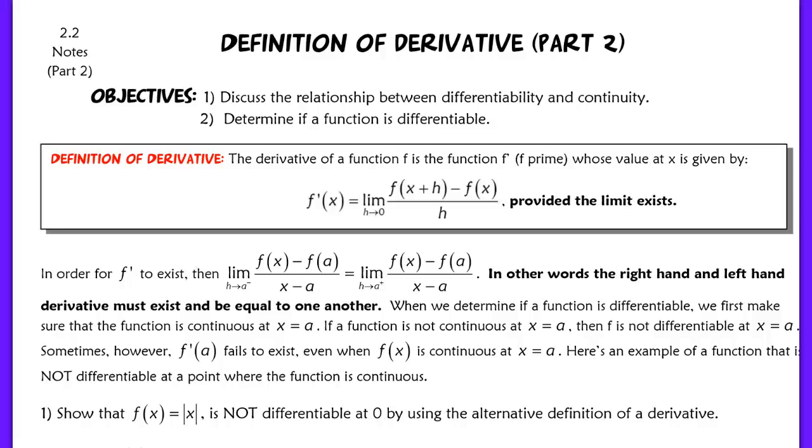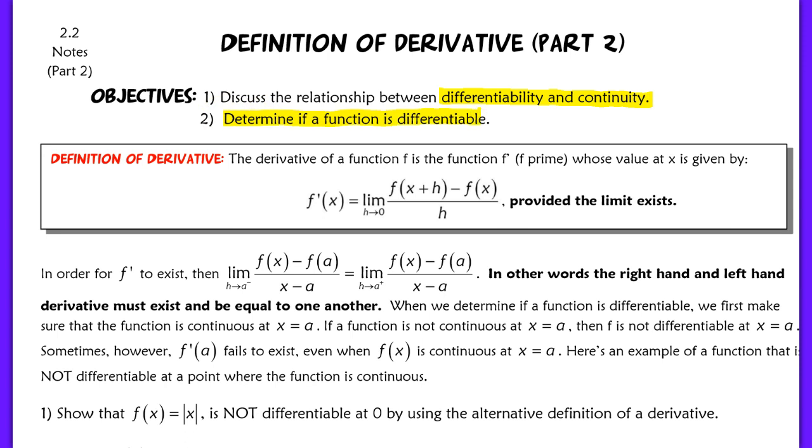This lesson is part 2 of section 2.2 titled The Definition of the Derivative. Today our objective is to discuss the relationship between differentiability and continuity of a function. Our second objective is then going to be to determine if a function is actually differentiable.